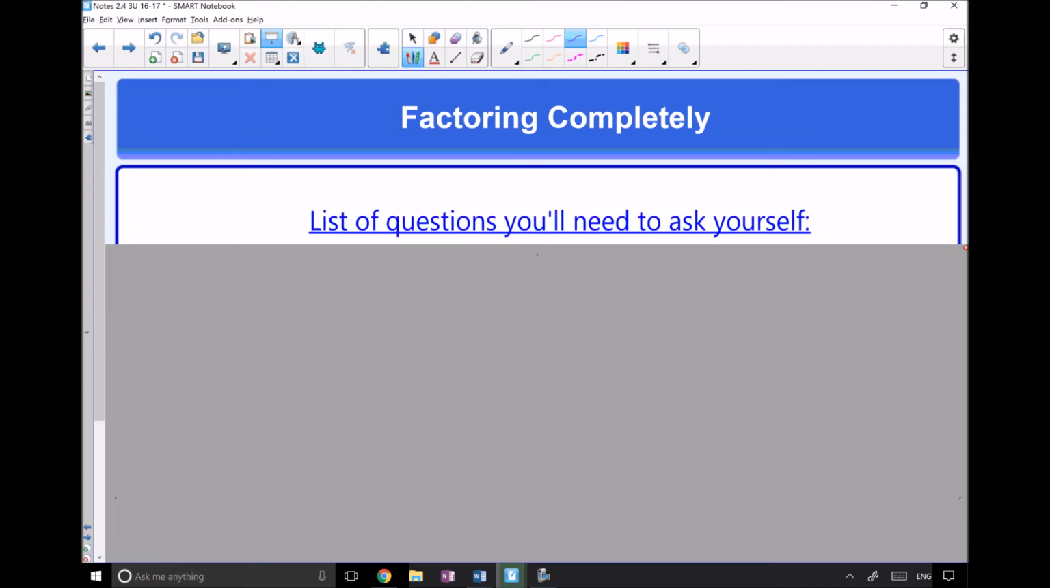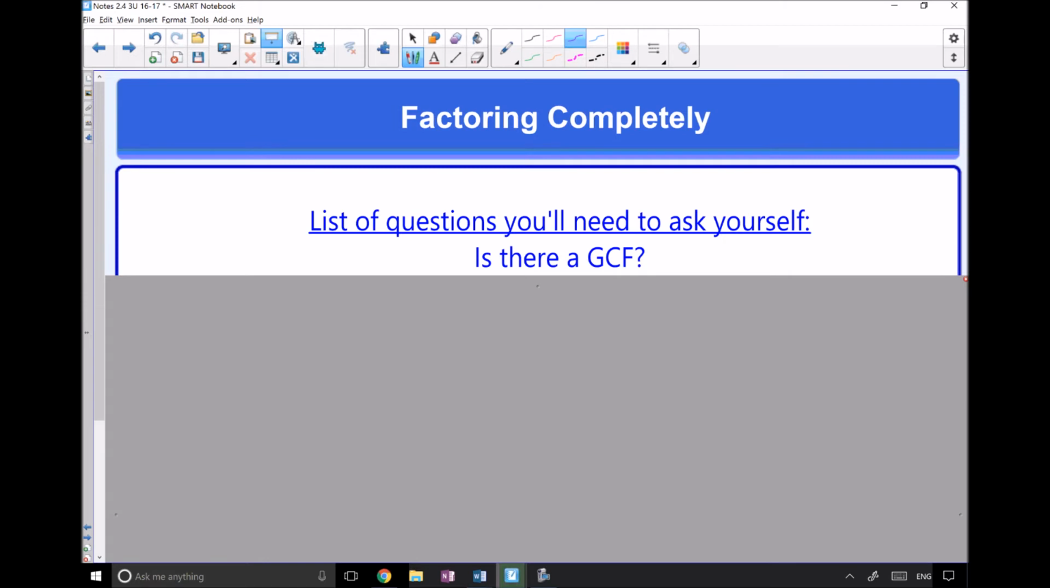Okay, so here's your list of questions you'll need to ask yourself. First of all, is there a GCF? Is there something in common with all of my terms? Now, the GCF could be in the coefficient, it could be in the variables, or it could be in both.